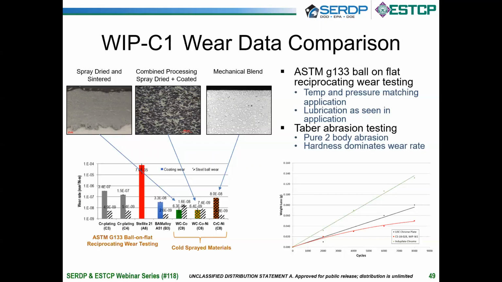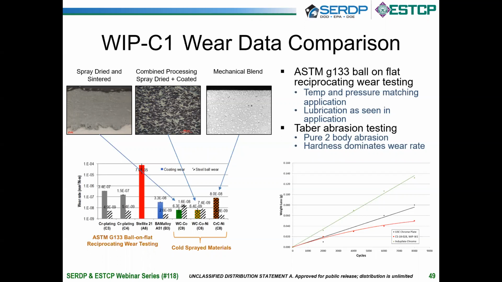On the left, you can see comparisons with a steel counterface. So it's steel on the coating. And both our lower hardness material, which is a mechanical blend of powders, as well as what we call WIP W1 material, which is our highest hardness material, both outperform the chrome plating.